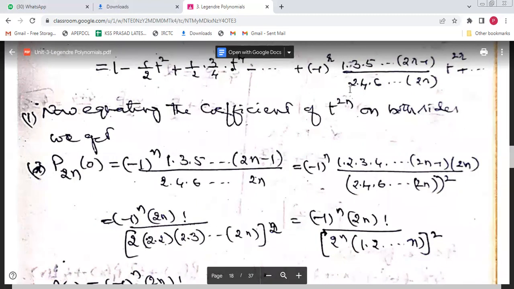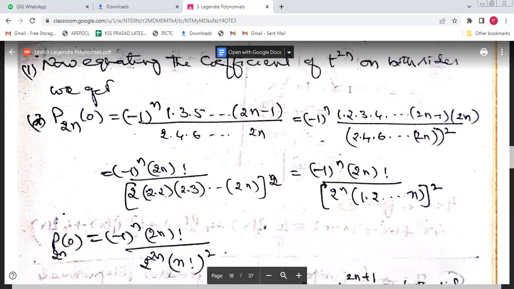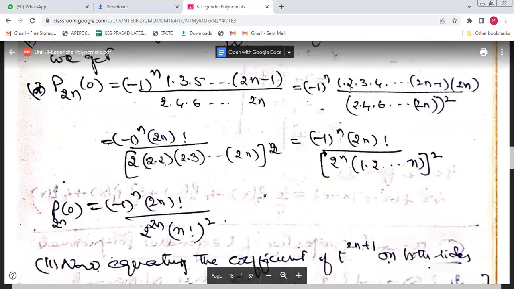So from each term, if we take 2, 2, 2, 2, how many 2's are there? Terms of products n. So 2 into 2 into 2, like that n number of times, that becomes 2 power n into 1 into 2 etc. into n, whole square. That's why this becomes (-1) power n into 2n factorial divided by (2 power n into 1 into 2 etc. into n, that is n factorial) whole square. That is, (2 power n) whole square becomes 2 power 2n, n factorial whole square.